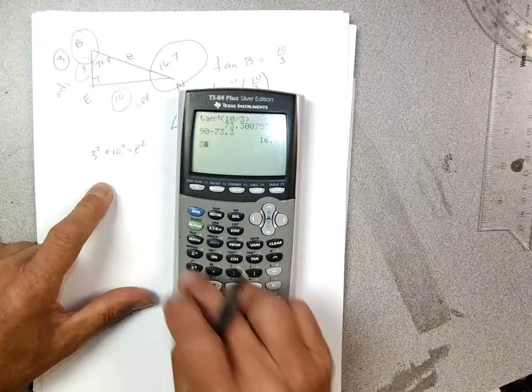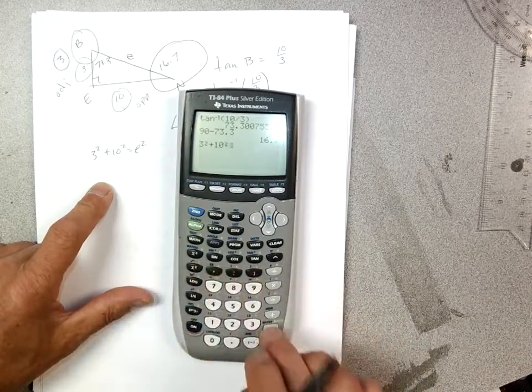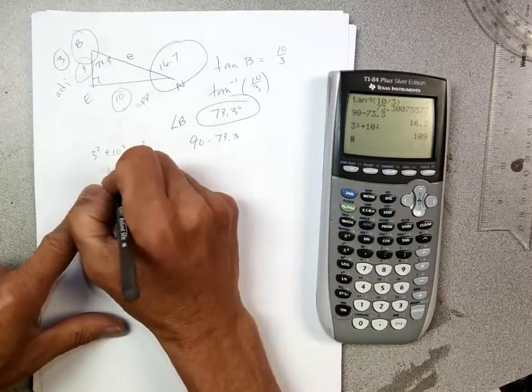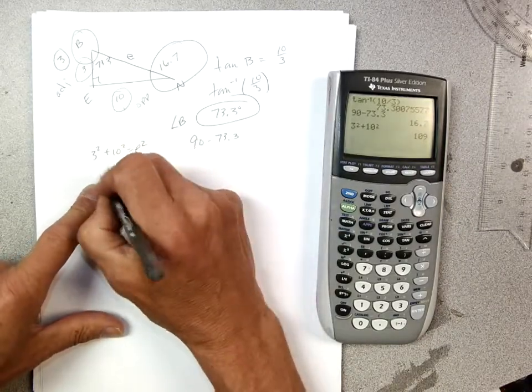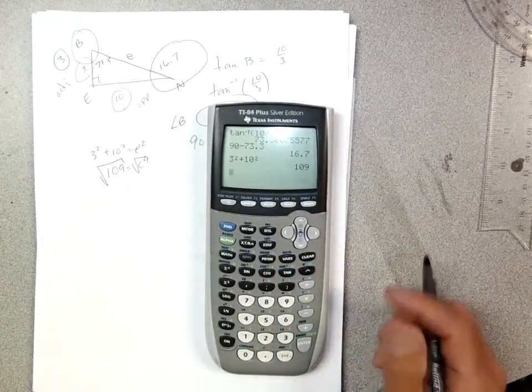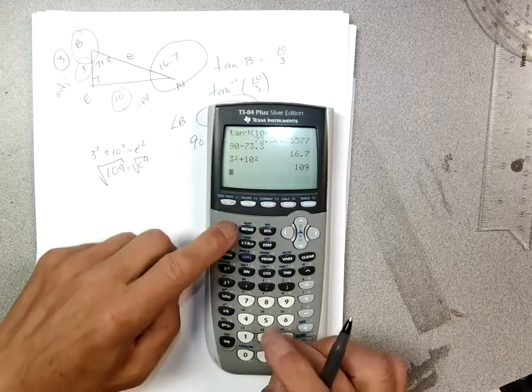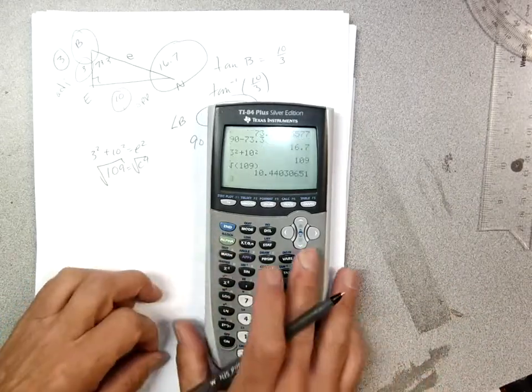Okay, so 3 squared plus 10 squared, 109. Why am I doing that? I already know that's 109. I can do that one in my head. And then Jade, I'm going to take the square root of that. Does that make sense? Oh, yes, it does. Okay, good. Square root of 109, about 10.44.